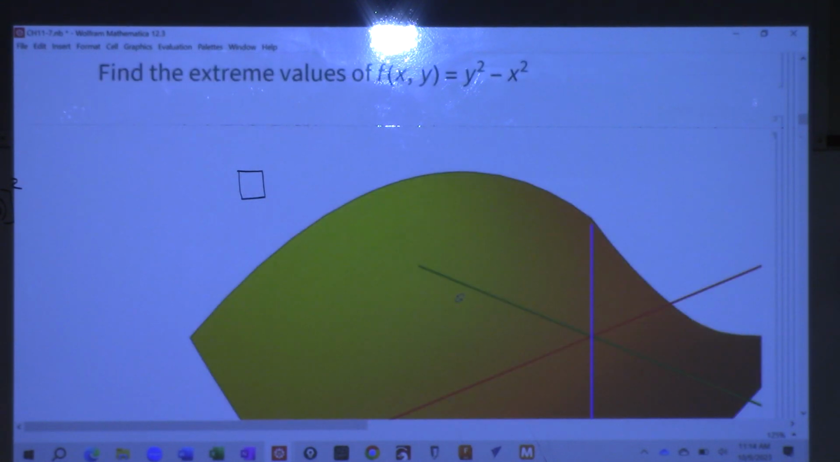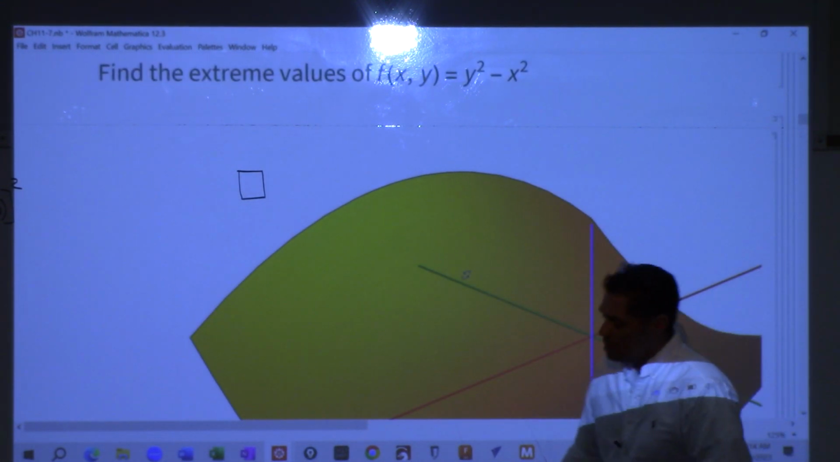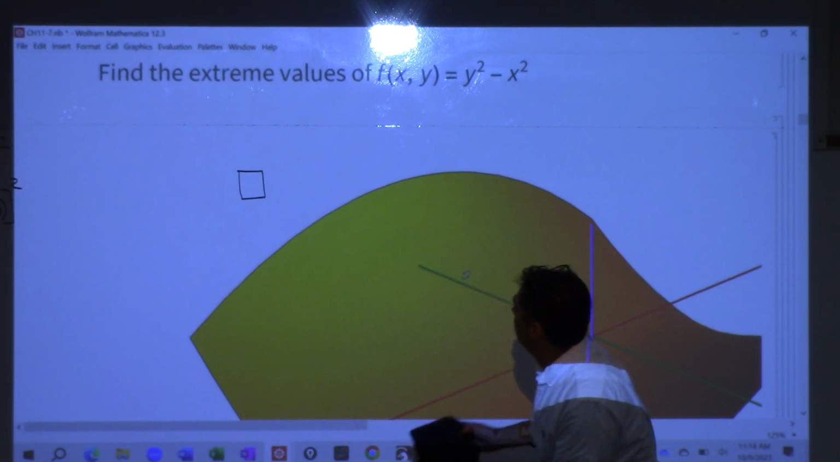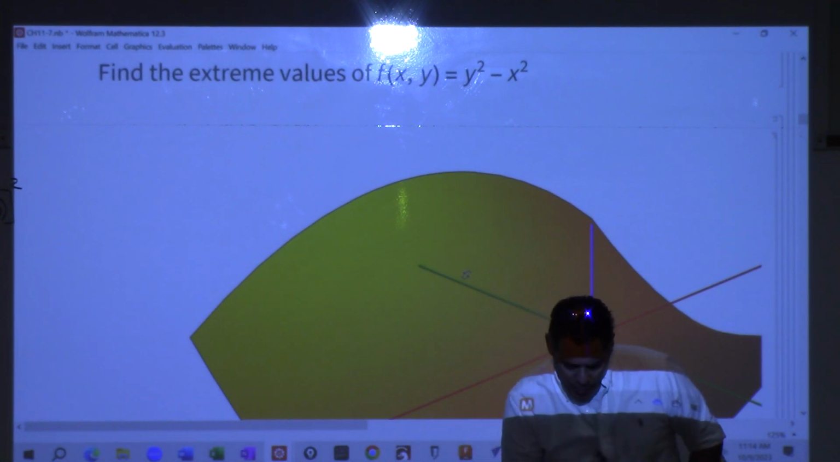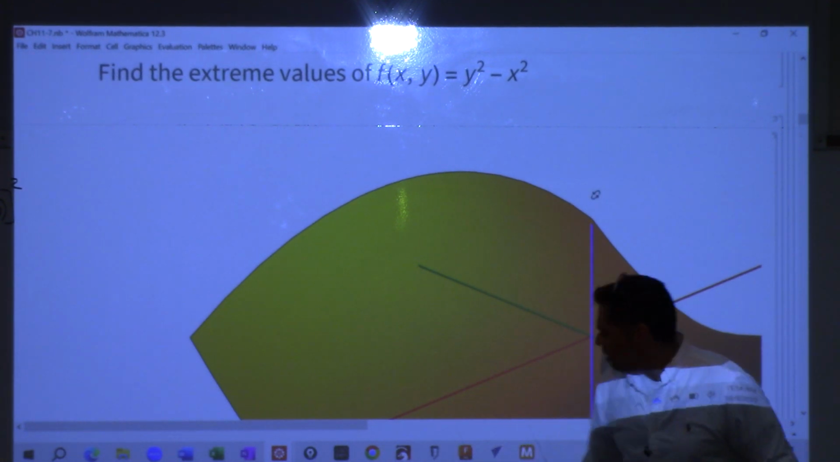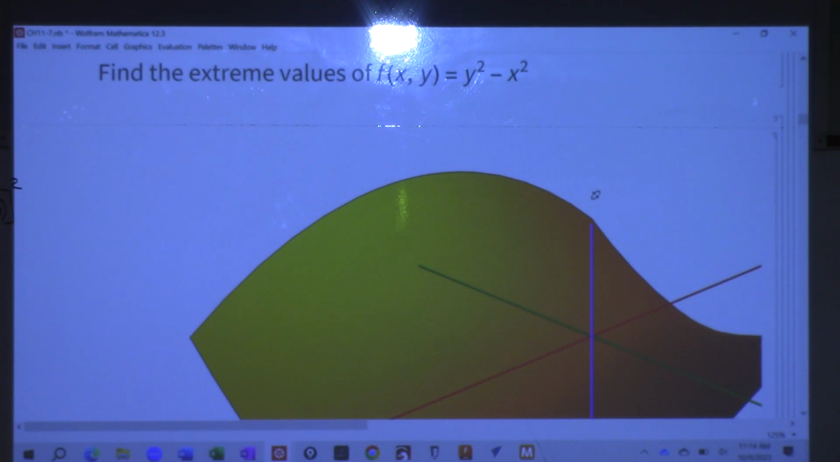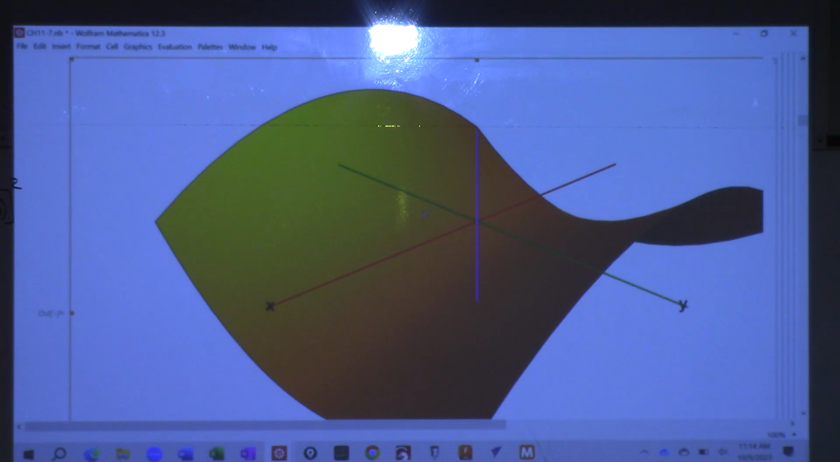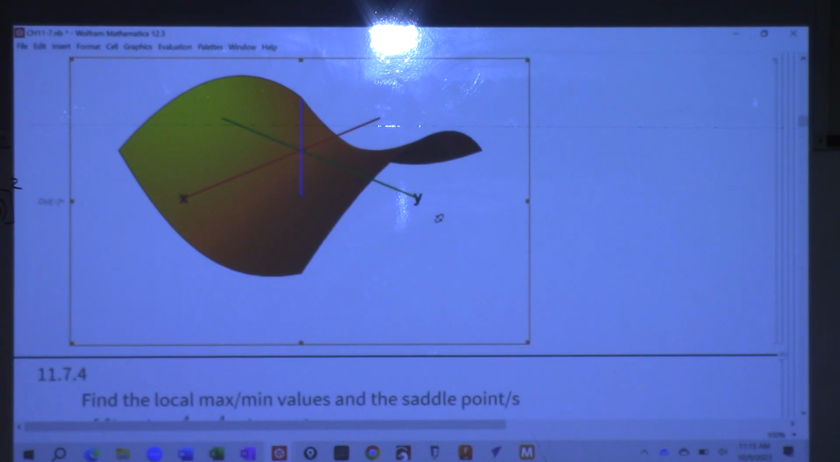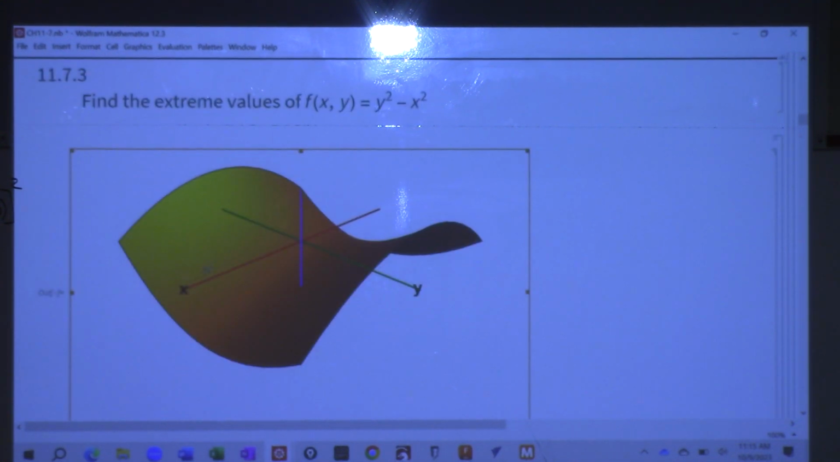All right, so let's just do an example so you can see how this is going to work. So you've got this surface, f of xy equals y squared minus x squared. And there's a nice little picture of it for you. I'm going to zoom out, it's a little bit too big. All right, so here's our surface. There we go. Okay, so there's our surface.